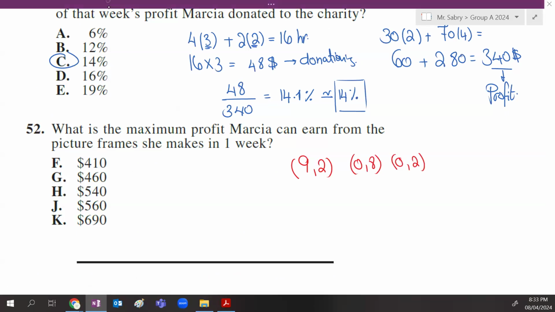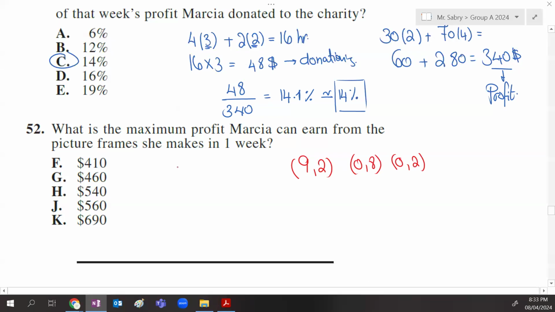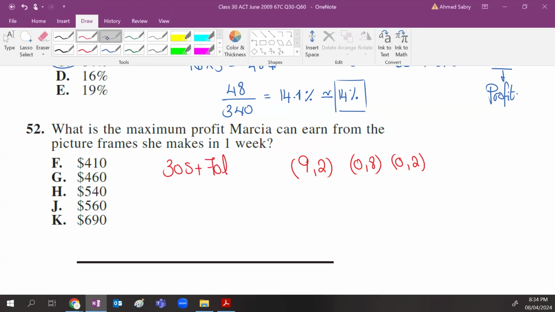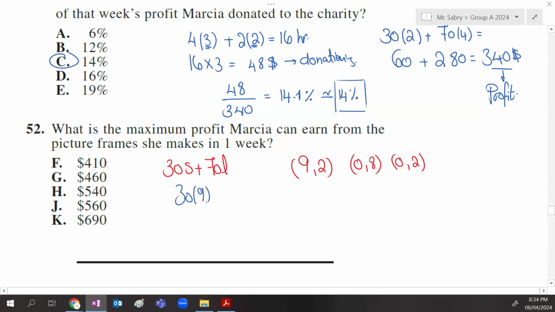We will substitute the three of them into the profit equation, which is 30S plus 70L. So that is 30 times 9 plus 70 times 2 on a calculator, and you'll know exactly how many dollars that is. Then 30 times 0 plus 70 times 8, and you'll get those dollars. Then 30 times 0 and 70 times 2. There's no need to try this last one because this is bigger than that, but we should figure them out.